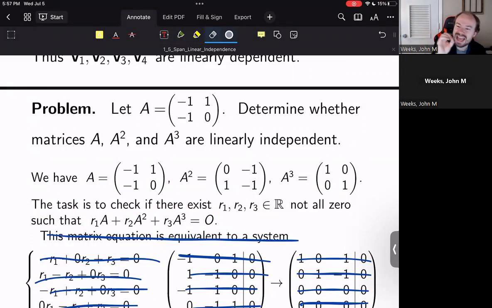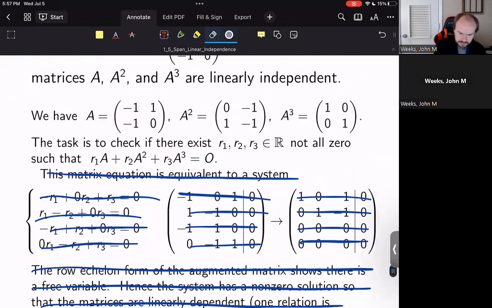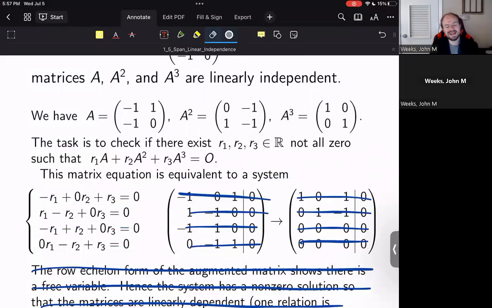So again, we are looking at the 0 matrix. That's our big O, our capital O that we have right there. Well, each entry gives us an equation. The top left has to be equal, top right, bottom left, bottom right, and that gives us this matrix equation here. I'm just setting all the top lefts equal to 0, top rights, bottom lefts, bottom rights. I get a system of equations here.